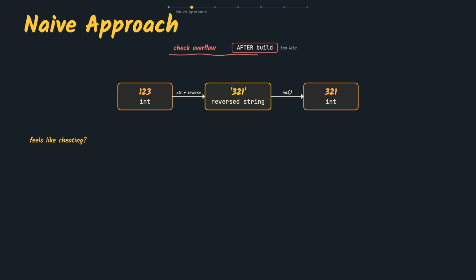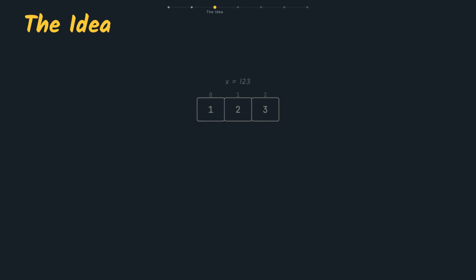We built the whole reversed number first, then checked if it fits. By then it's too late. We turned the input into a string, then back into a number, just to ask one question. Feels wasteful. What if we never built the whole number at all? What if we handled one digit at a time?